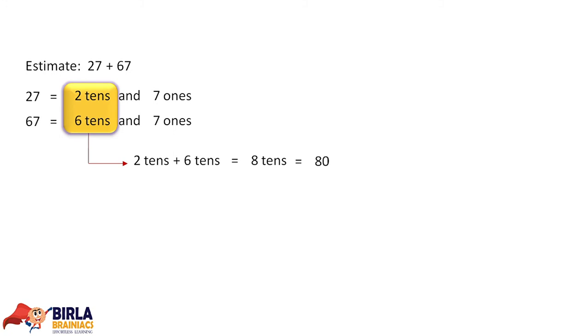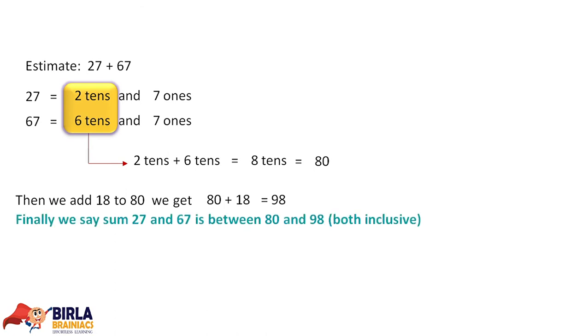Now to find the higher value, what will you do? Add 18 to this 80. When you add 18 to this 80, what will you get? You will get 98. 98 is the higher value. So what we can say, the sum of 27 and 67 is between 80 and 98, both inclusive. Okay, and actually if you see, the sum is 94 and it is between 80 and 98. Okay, so that completes this module. Thank you.